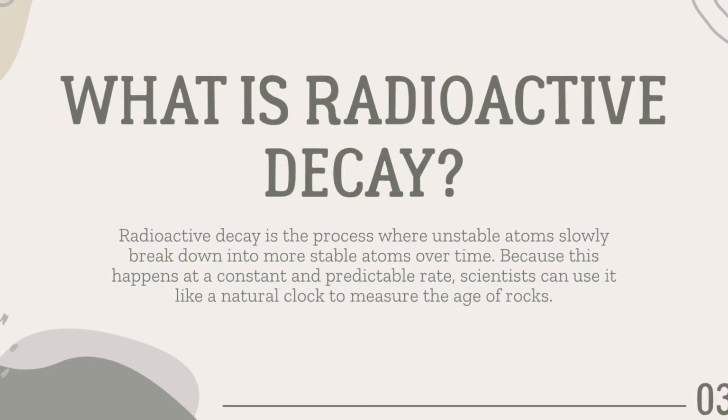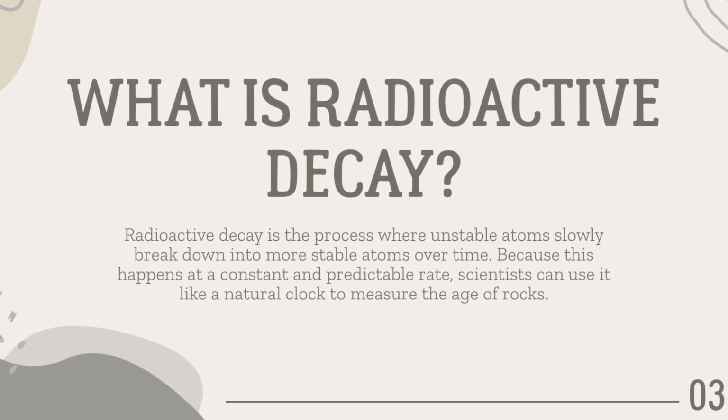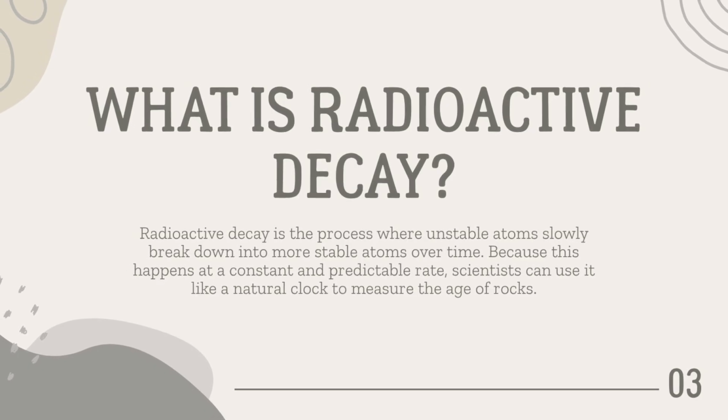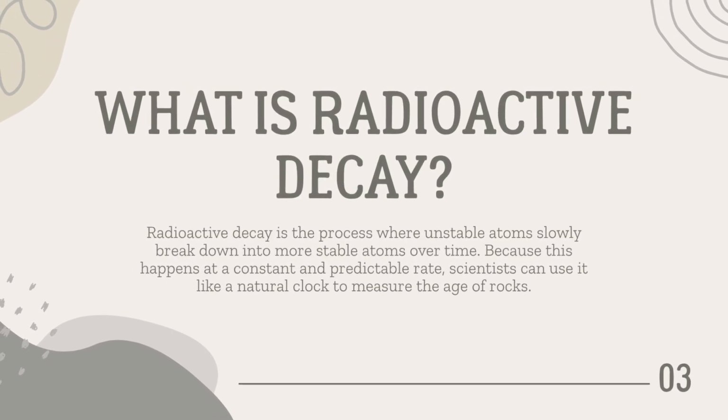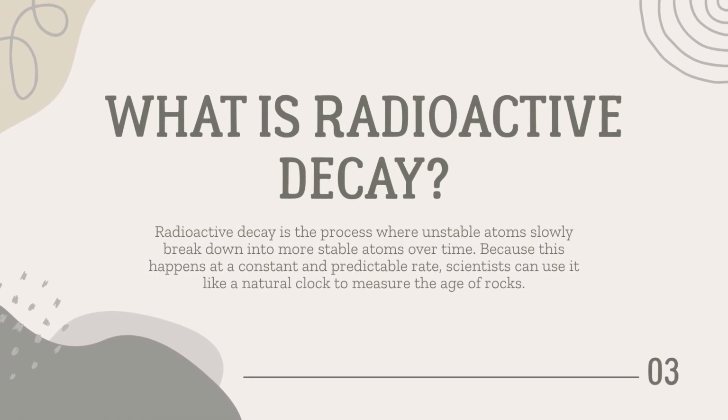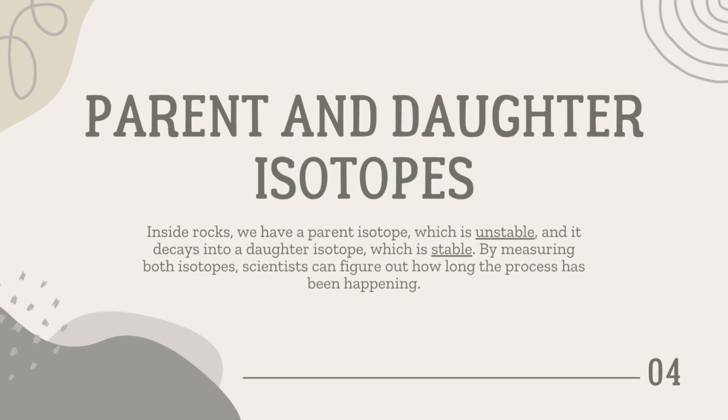So, what is radioactive decay? Radioactive decay is the process where unstable atoms slowly break down into more stable atoms over time. Because this happens at a constant and predictable rate, scientists can use it like a natural clock to measure the age of rocks. So, parent and daughter isotopes.